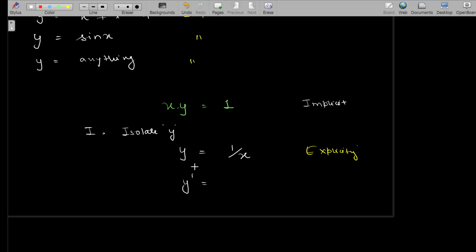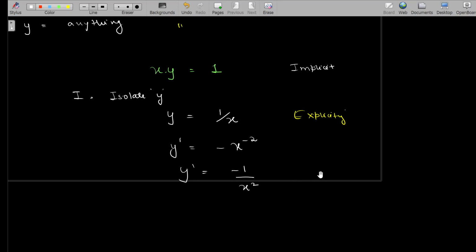Negative x to the power of -2. Yes, negative x to the power of -2. And this is also written as -1 over x square. Okay, so this is one way, but it will not be easy to convert every function from implicit to explicit form. Therefore we need to know the other method.